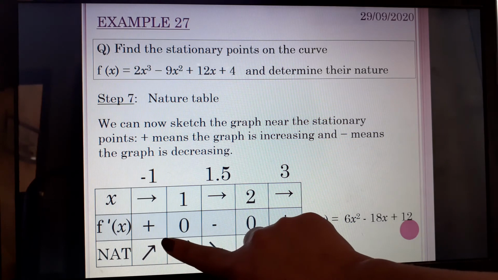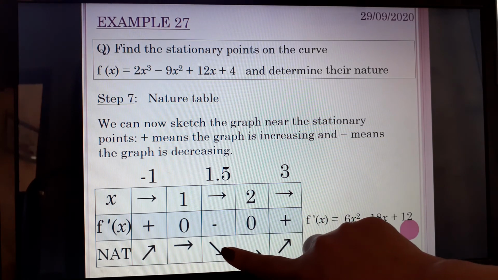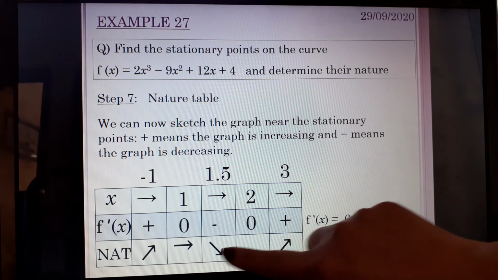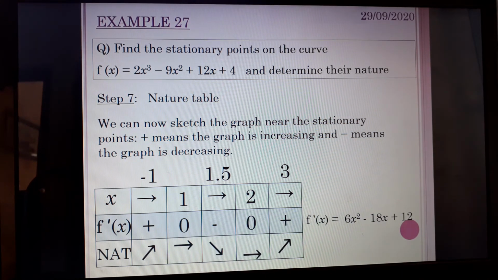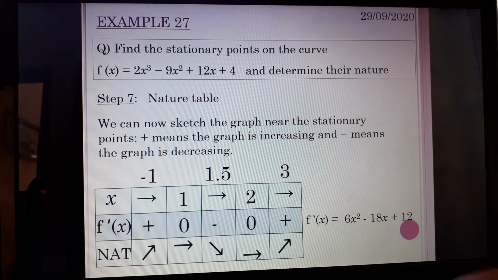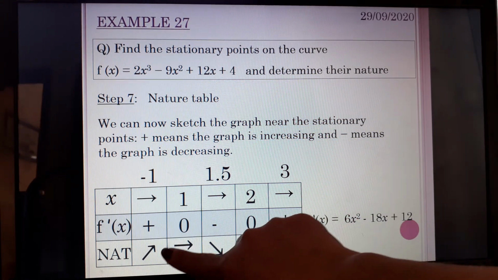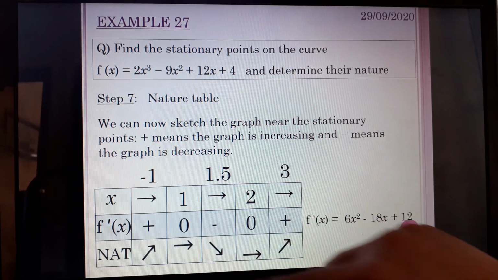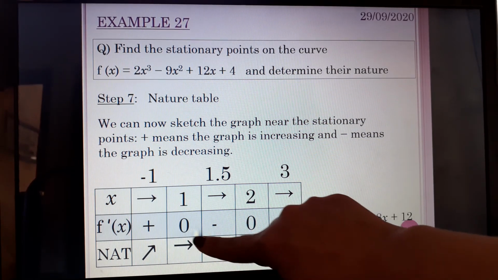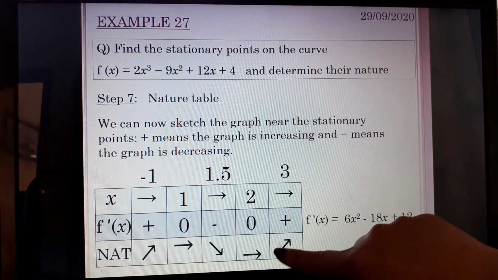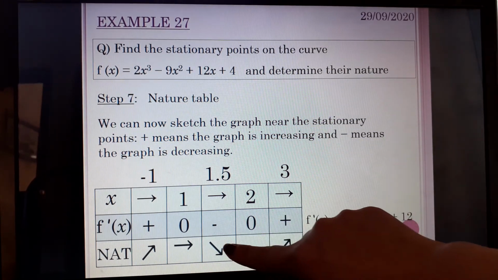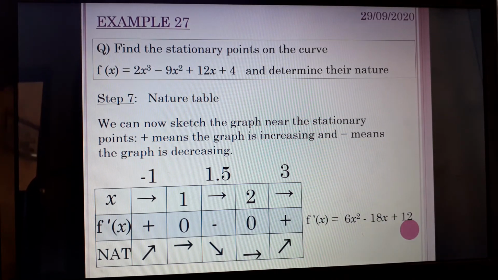So we can see the graph's going up the way, it turns there, and then it starts to go down the way. Now all this is just letting you see what the nature of the graph is going to be looking like, and we can then state all of that. So we can see that we've got a maximum turning point at this point here. So at x equals 1, the graph is turning, and it's a maximum turning point, but we can see here we've got a minimum turning point here. So at x equals 2, we have a minimum turning point.